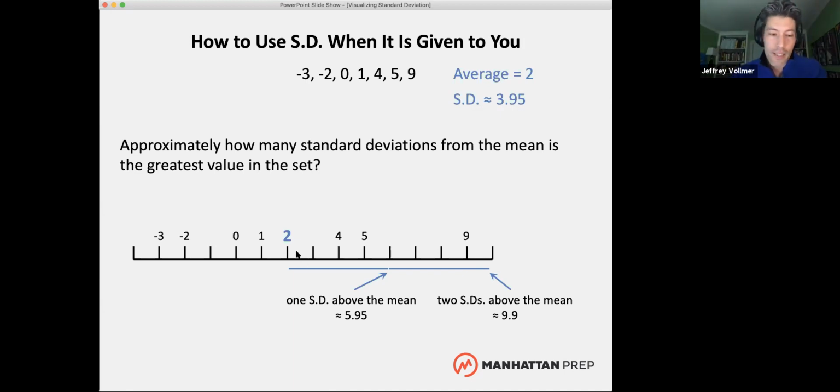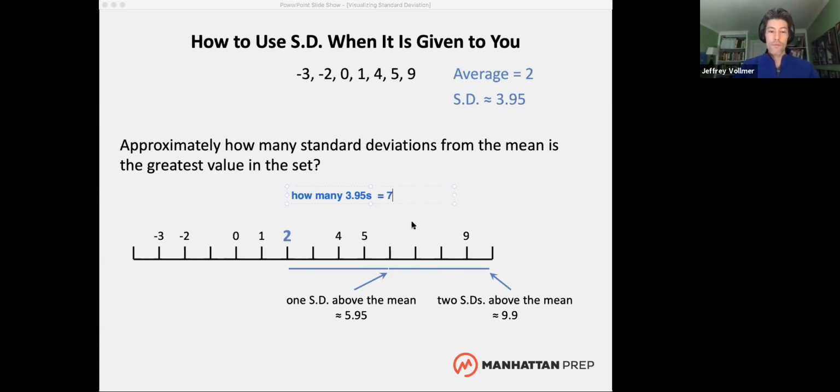So one way to think about this is, how many of these line segments does it take for me to get to 9, right? Well, each line segment is 3.95. So how many 3.95s does it take to traverse the distance from 2 to 9, which is a distance of 7 spaces on the number line? So how many 3.95s equals 7?